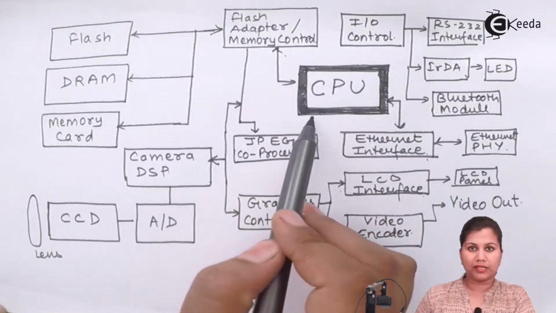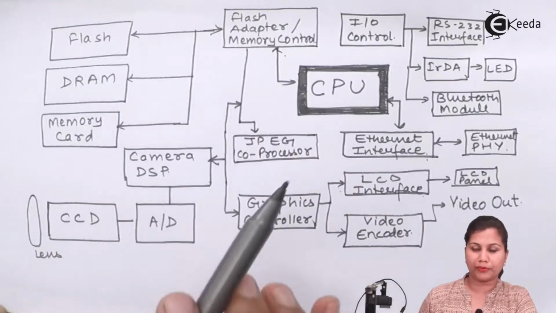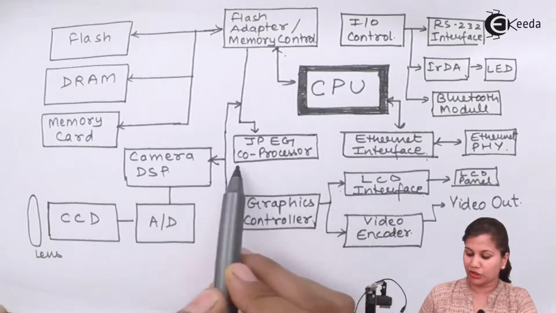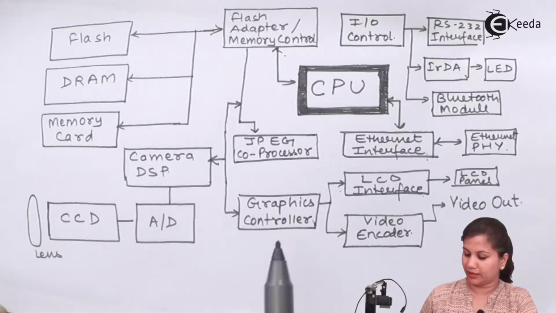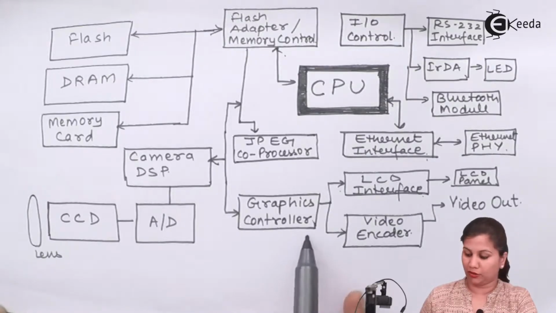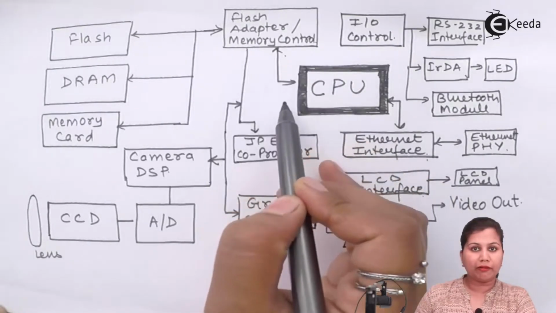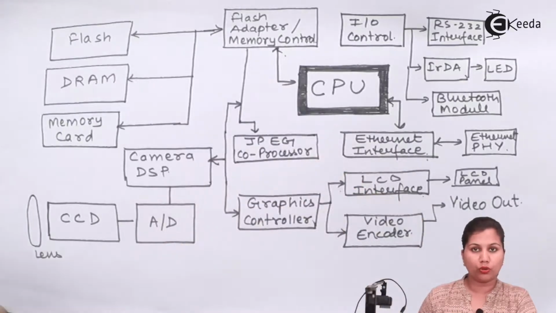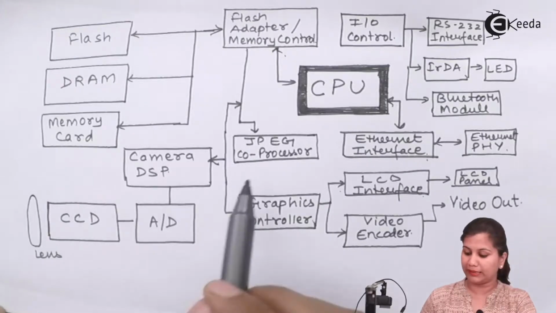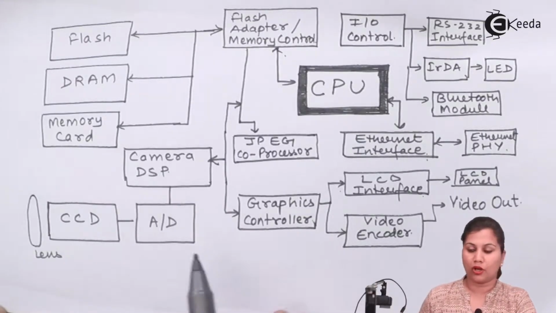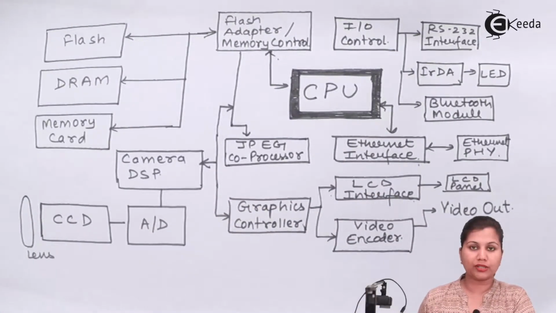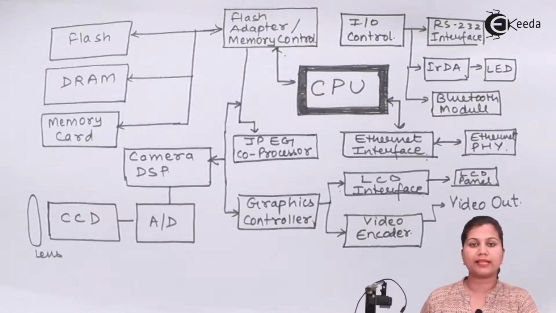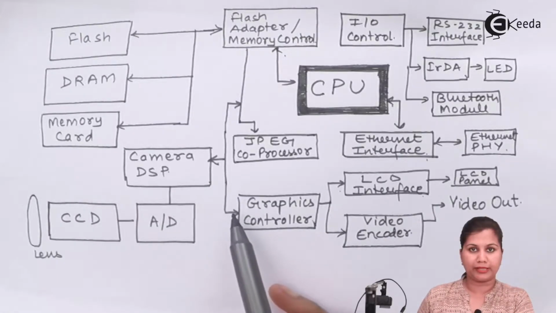Now the main processor is the central processing unit. Apart from this main processor, there are other processors also present in the system like the JPEG coprocessor, the camera DSP, that is the digital signal processor, and the graphics processor. The main function of the CPU is to control all the operations, and the other special tasks are performed by these special processors.